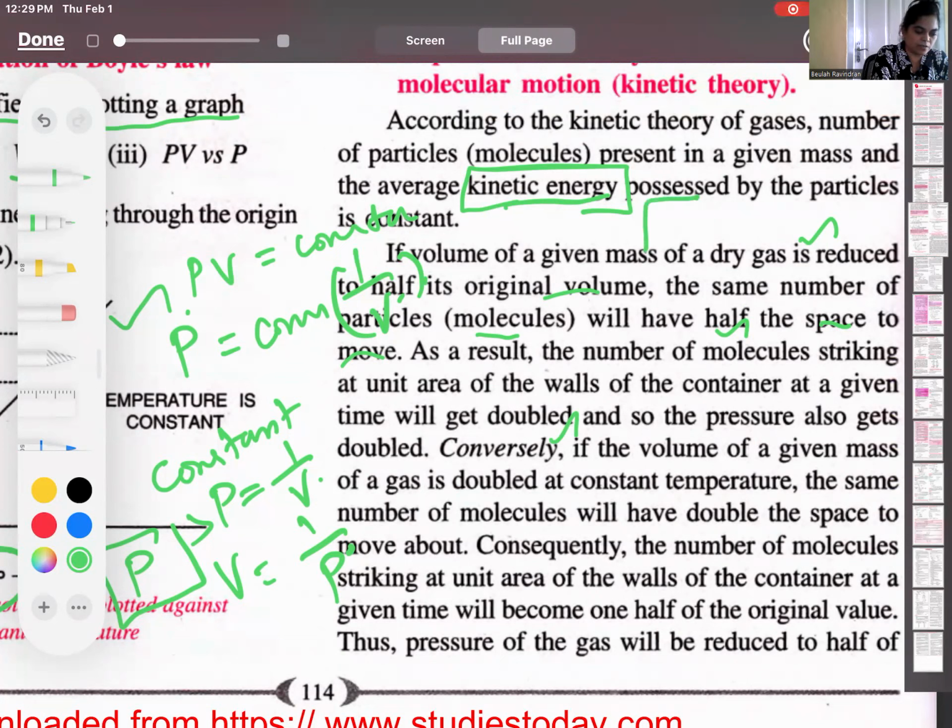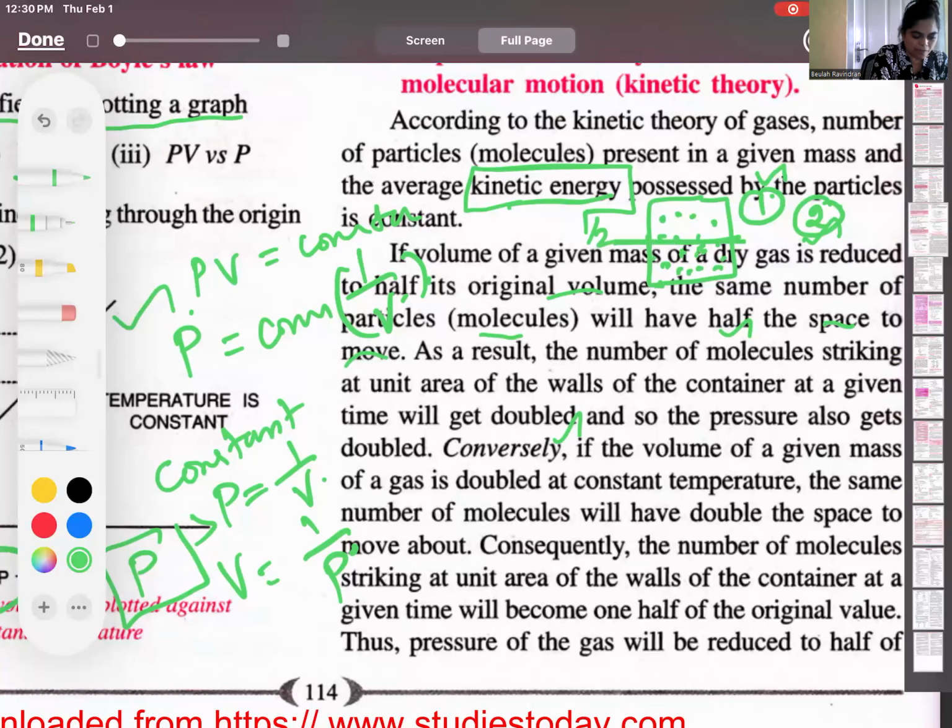How can we say it is doubled? Let the space for each molecule be 1. Now if you reduce the space to half, the number of molecules per volume doubles because the space is reduced, but the number of molecules is the same. So the number of molecules striking a unit area of the walls of the container at a given time will double. That means in one unit of space there is one molecule, and in half the space there will be 2 molecules.